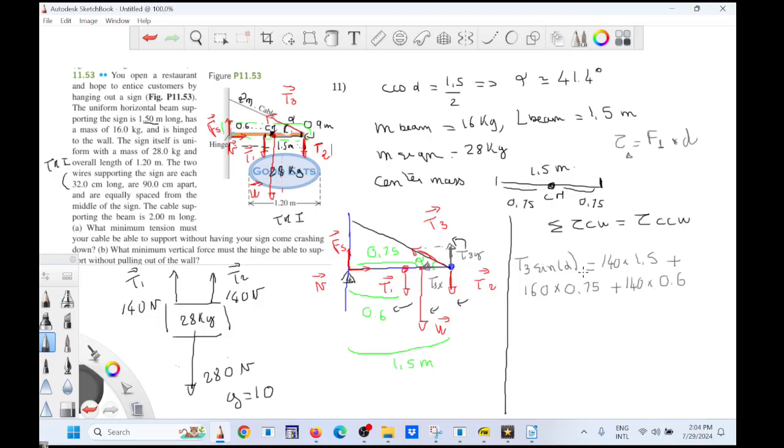And I forgot something here. I forgot the distance. Distance here is 1.5. So here I should put 1.5 times 1.5. That's the equation that you need. I forgot to put my distance here.